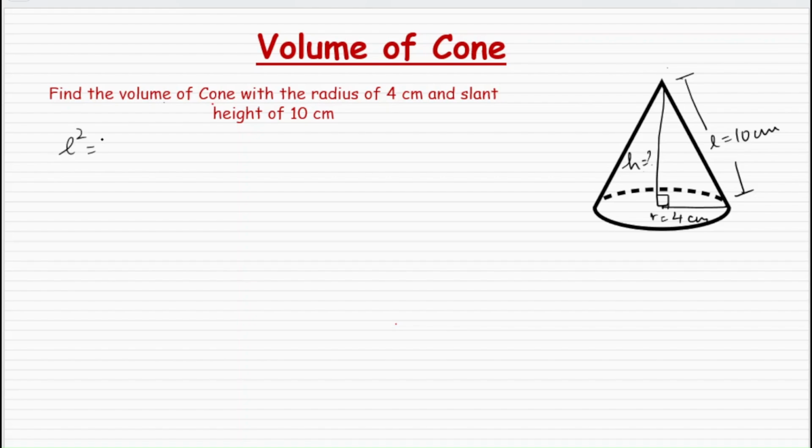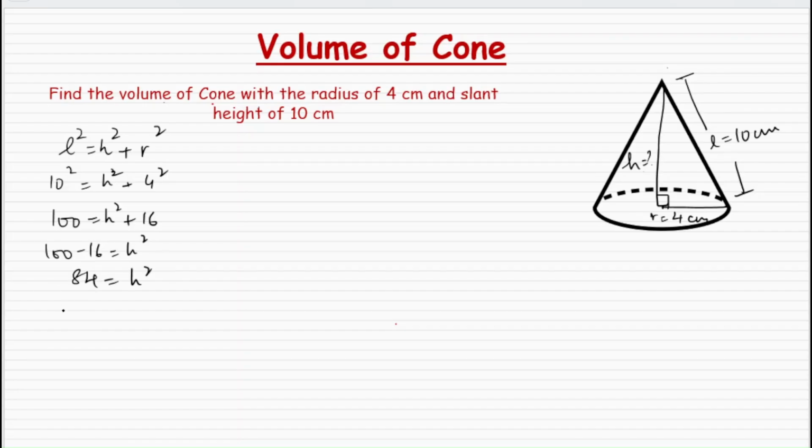So we know that L square is equal to h square plus r square. L is 10, h is missing, r is 4 square. 10 square is 100, h square plus 4 square is 16. 100 minus 16 gives me h square, that gives me 84. I know that 84 is not a perfect square, so of course my h would come out in decimals. So it will be 9.17 centimeter as the height.